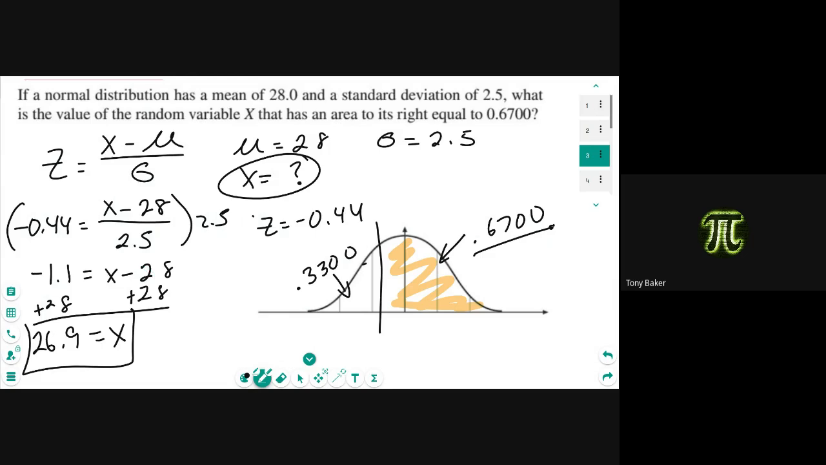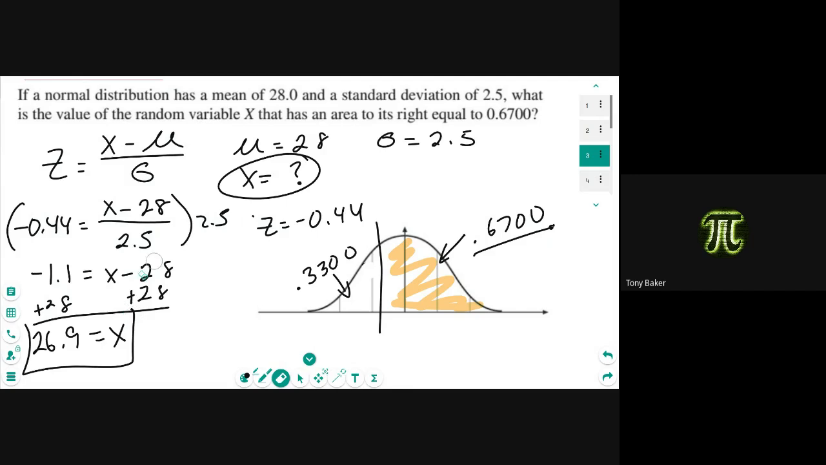Negative 1.1 equals x minus 28. Because it was negative 0.44, you don't have to multiply it again. It's just going to come out to be a negative answer. It's negative 1.1. Oh, okay. And then we're adding the 28.